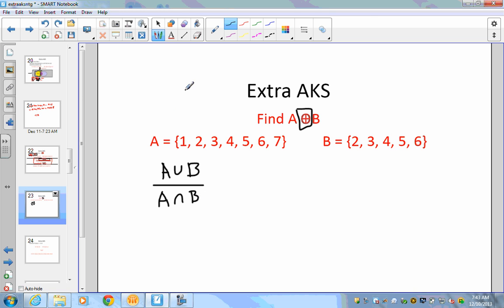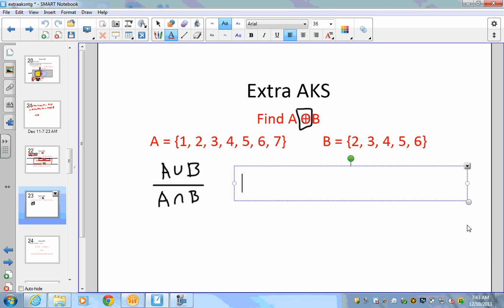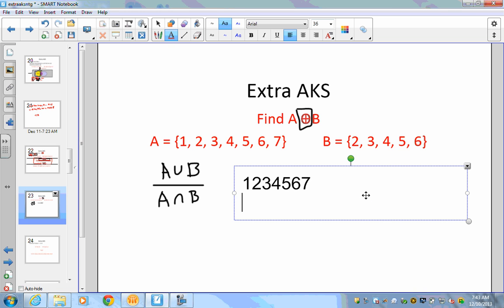Okay? So the union of A and B, let's see if I can do this pretty quick. So that means the union of A and B is 1, 2, 3, 4, 5, 6, 7. I think that's right. And of course, the intersection of A and B, the numbers that are shared, is, let's see, it's 2, 3, 4, 5, 6. I think that's it. All right.